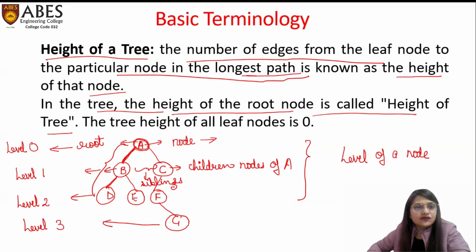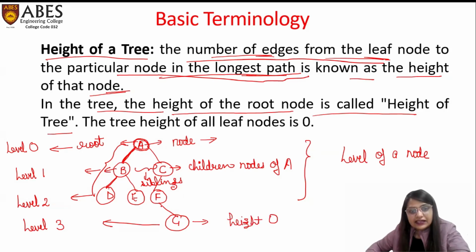Then we should understand what we mean by the height of a tree. As per the definition, the number of edges from the leaf node to a particular node in the longest path is known as the height of that node. Let us assume I want to calculate the height of this node, which is G. It will be height 0 because this is a leaf node. The node F is assigned height 1. The node C is assigned height 2.